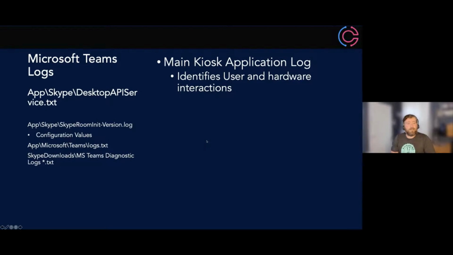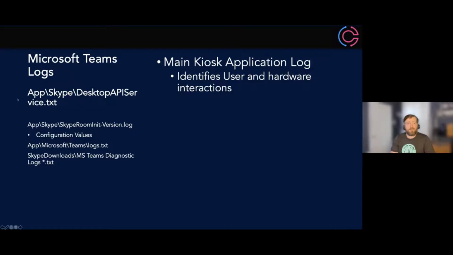All right, digging into some of the broader Microsoft Teams logs. This app, Skype Desktop API Service, is probably the most comprehensive for troubleshooting issues where you can't really pinpoint it right away, because it pulls in Exchange, Skype for Business, Microsoft Teams, as well as the end user interactions. It'll say, hey, a meeting was started. It'll say the content camera was started, as well as a handful of other things.